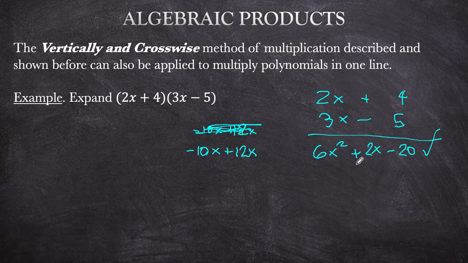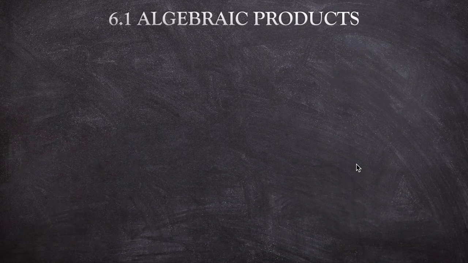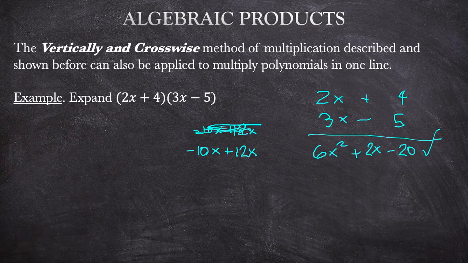So we should show first how this works in algebraic products. Actually, what we have done here is actually the FOIL method written in one line.